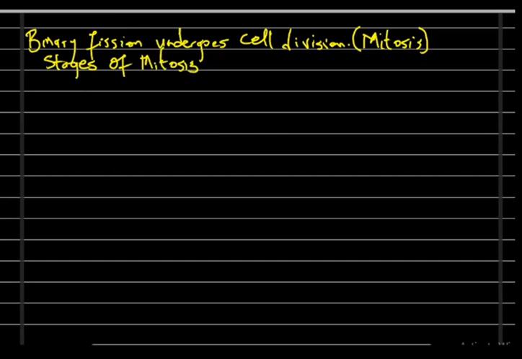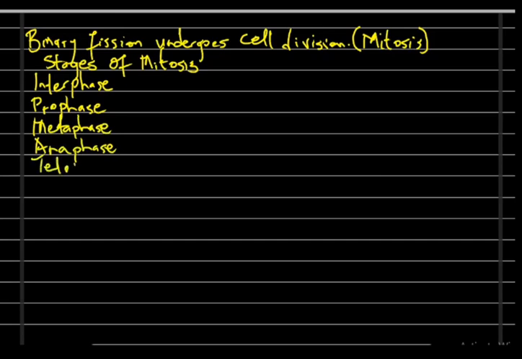Now we have 5 stages. We have the interphase, the prophase, the metaphase, the anaphase, and the telophase.